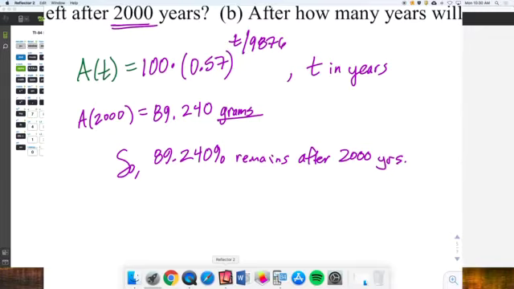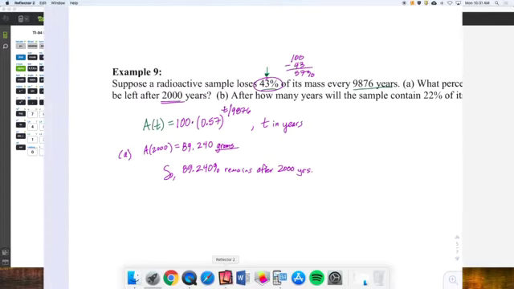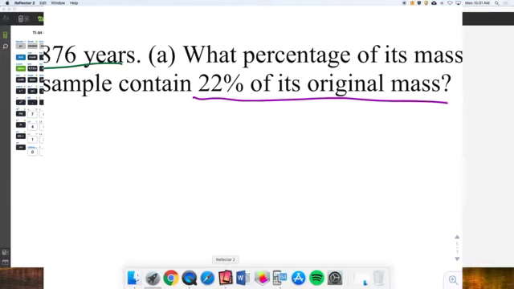So now it doesn't really matter what the initial amount was. It could have been 5 grams, 5 ounces, 5 pounds, 25 kilos, whatever. We're going to be left with 89.240% of that original amount. All right, so that's part A. Label it. Part B. After how many years will the sample contain 22% of its original mass?